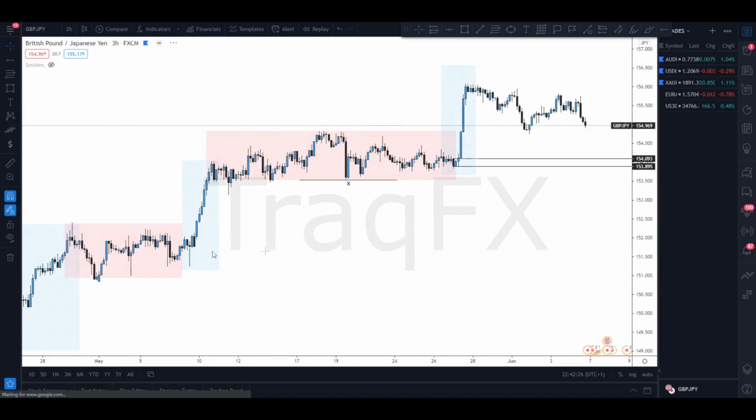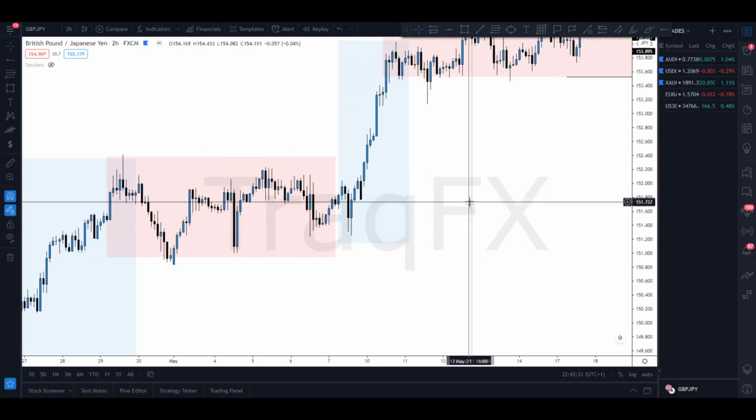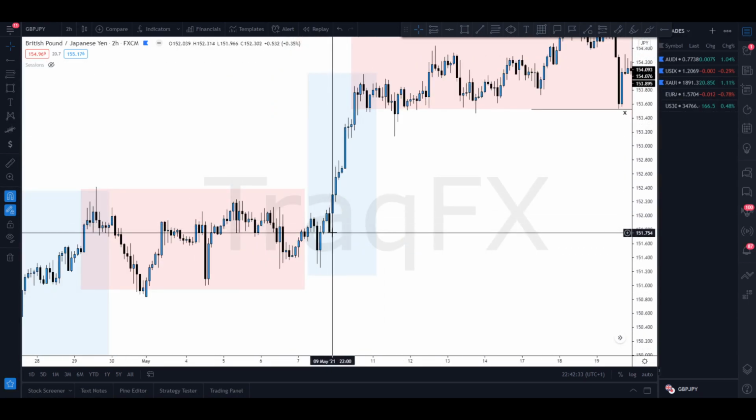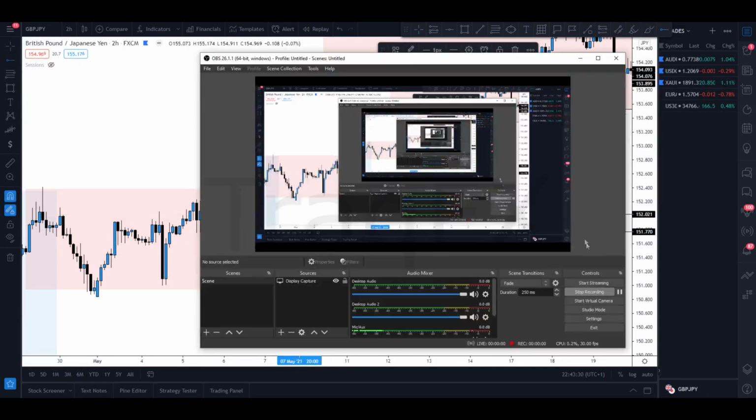So let's go down to the 2 hour time frame and let's look for that last institutional down candle before the move up. And in this case, we have it right here. We have our last institutional down candle. Sorry about that.